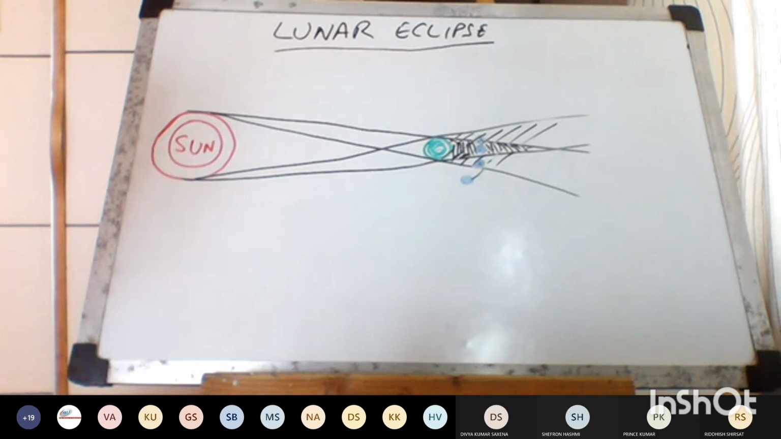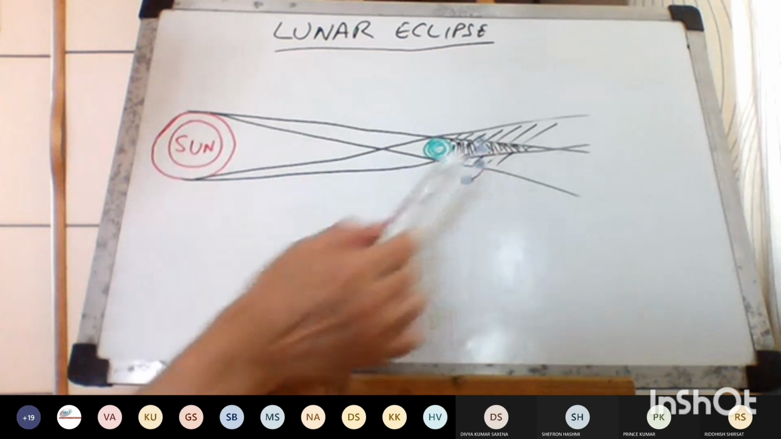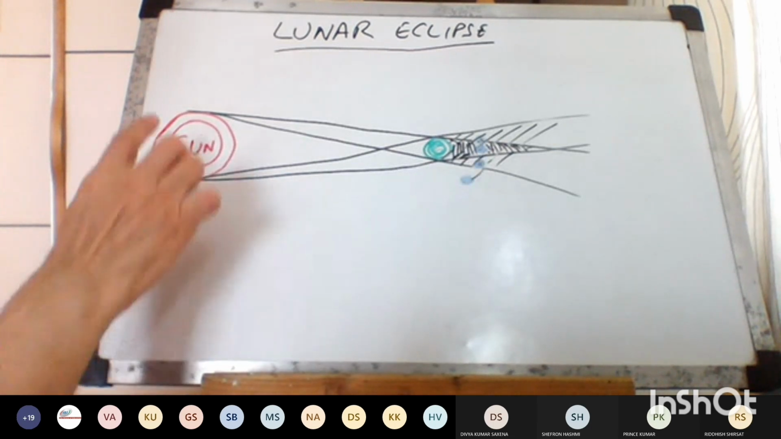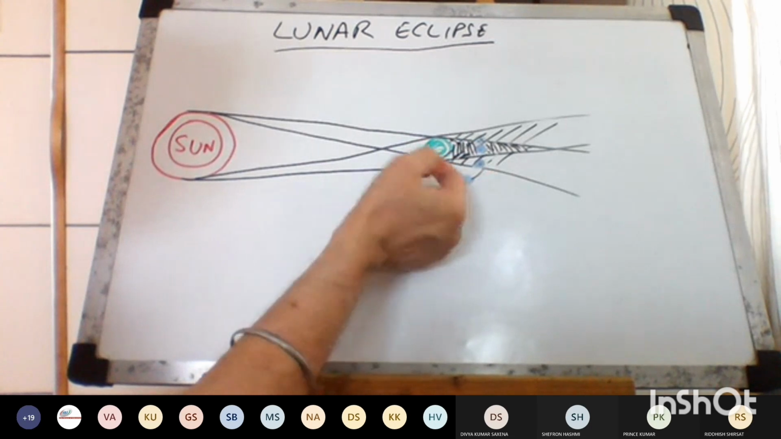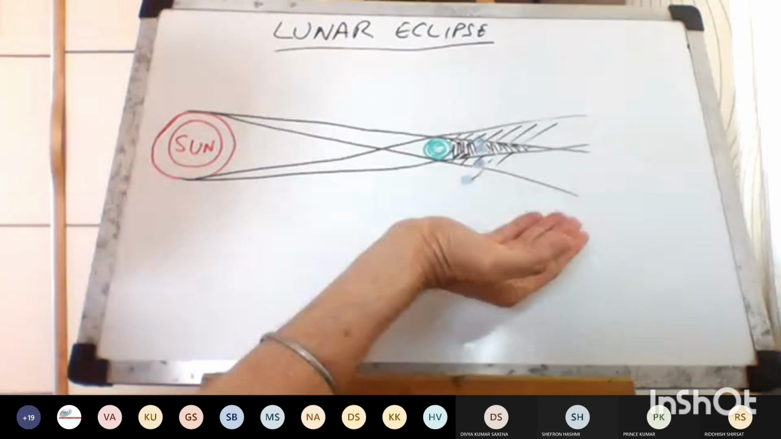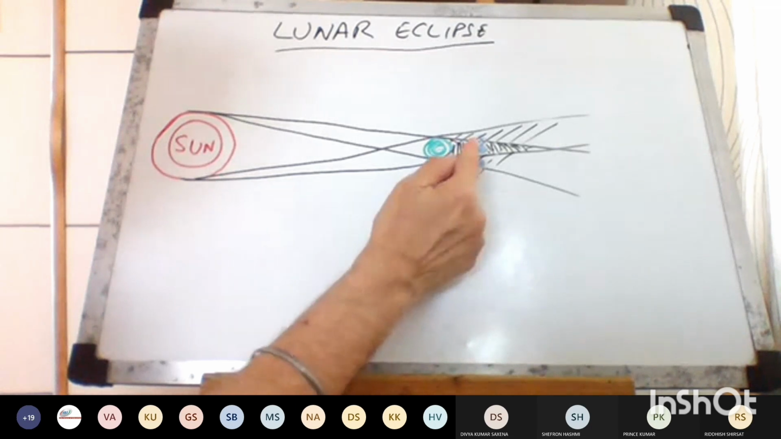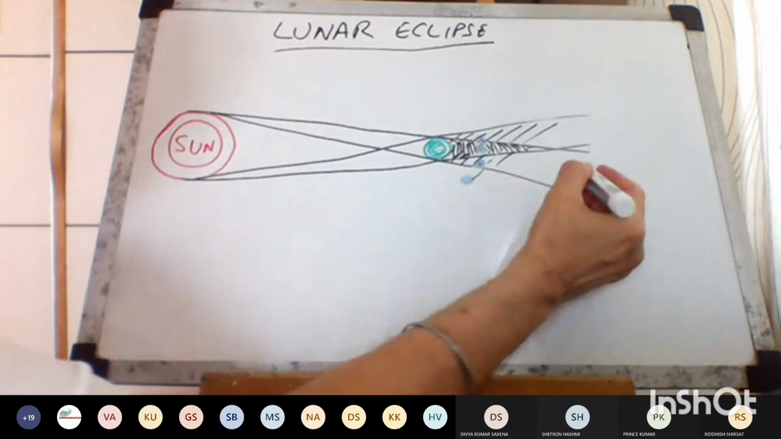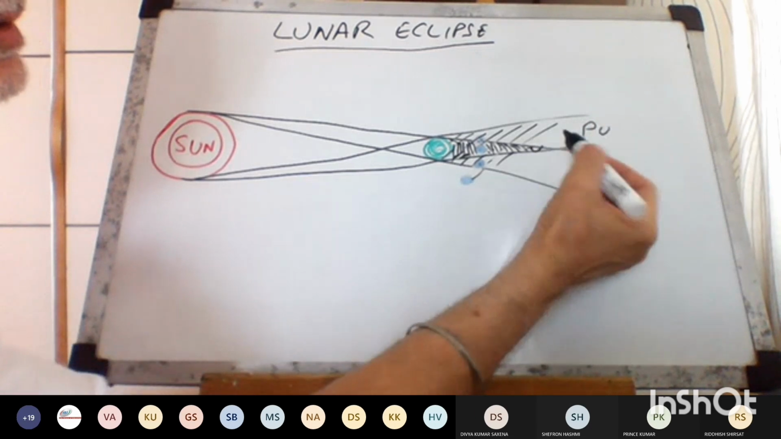So, slight difference over here. Now the earth has come in between the moon and the sun. You can see the sun, the earth and the moon. Again, the sunlight is obstructed by the earth, and the earth also casts a shadow beyond itself. There is an umbra region and there is a penumbra region. This is the umbra region.